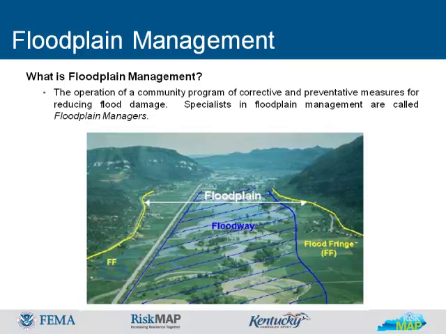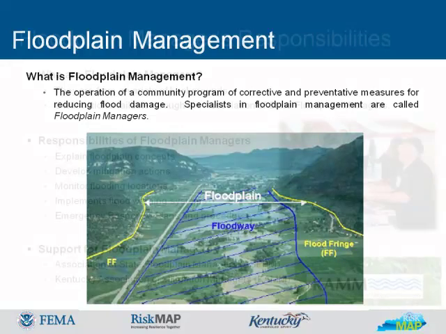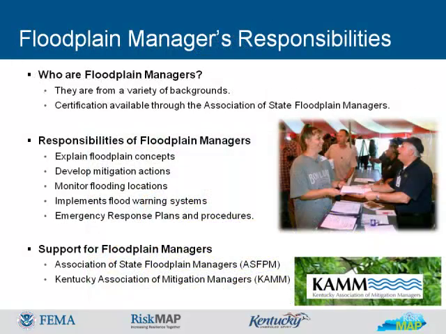Currently, over 20,500 communities in the United States voluntarily adopt and enforce local floodplain management ordinances that provide flood loss reduction building standards for new and existing development. Responsibilities of floodplain managers include explaining floodplain concepts, developing mitigation actions, monitoring flooding locations, and implementing flood warning systems and emergency response plans and procedures.